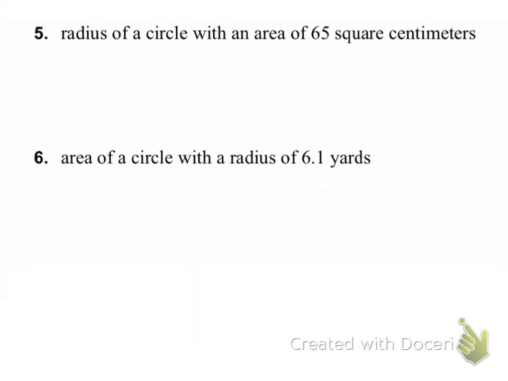Question number 5. You have to find the radius of a circle with an area. Area is given, so it means you have to find r. And the area is what? 65 square centimeters. So we are going to use the area formula here. A equal to pi r square. So we plug it in here. That's 65 equals pi r square.